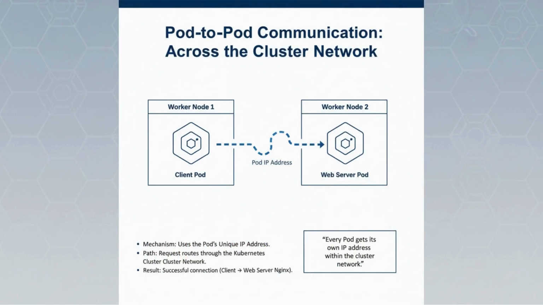The client container was able to communicate with the web server container by using the pod's IP address. This request went through the Kubernetes cluster network, from client pod across the network to web server pod. So, this is how containers in different pods communicate. They use pod IP addresses and send requests through the cluster network. This works perfectly fine, but notice, we had to look up the pod's IP address.